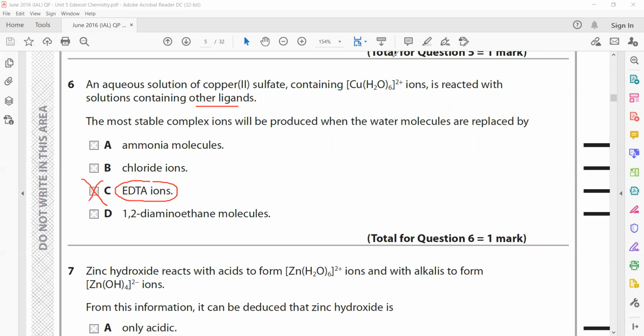If ammonia is there, it will exchange, but the total number will remain the same. The same thing for chloride. Diamine is a bidentate ligand, so it will replace all 6 molecules by 3, but with EDTA, all 6 molecules are replaced by 1.